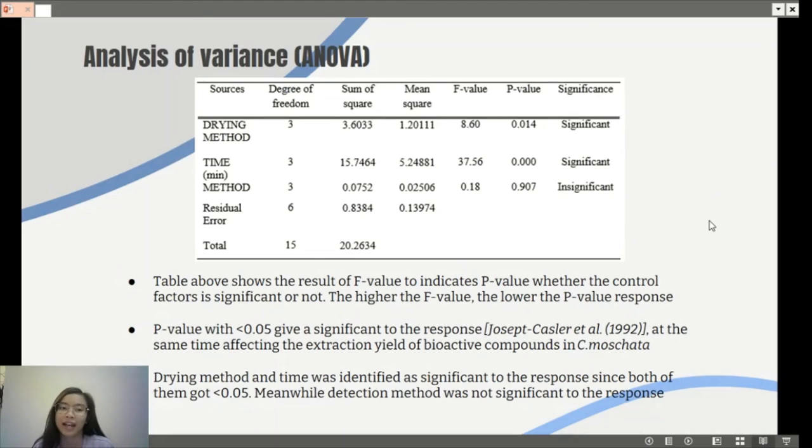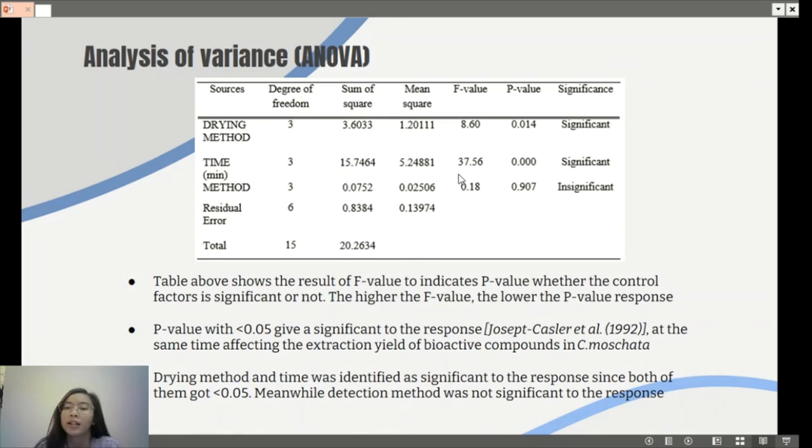Move to the next slide, which is the analysis of variance, or ANOVA. The ANOVA table states which parameter is significant to the response. This table shows the result of the F value, and the F value is to indicate the P value, whether the control factors are significant or otherwise. The higher the F value, the lower the P value will be.